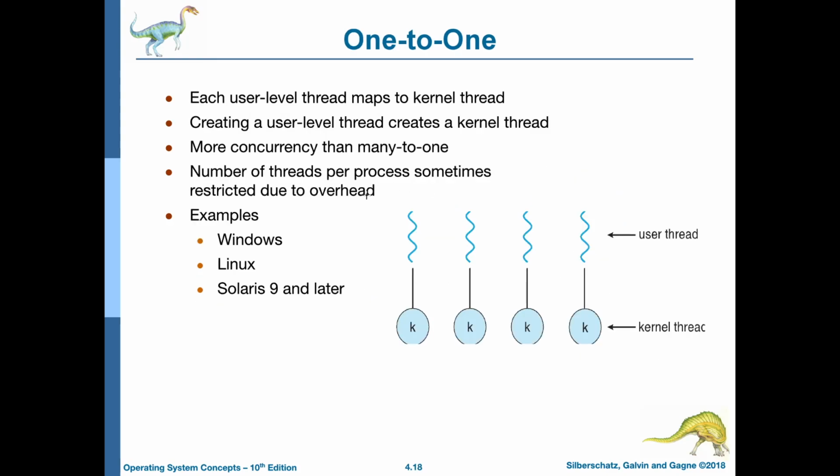The one-to-one model, on the other hand, is actually fairly common nowadays. For each user-level thread, there will be a kernel thread. And so generally what happens is whenever a user-level thread is created, a new kernel thread is also created. So whenever we call fork, then we get a new kernel thread. Then when that particular process calls pthread_create, it's going to create a new kernel thread.